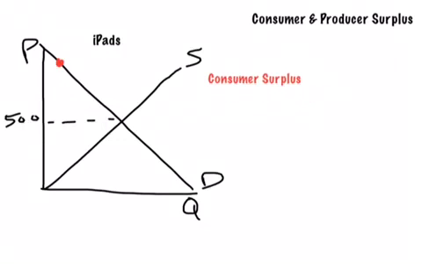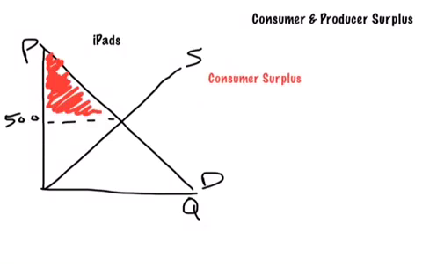So, when we look at consumer surplus, we can represent this graphically as everything under the demand curve above equilibrium price. Again, this is showing the extra value or utility a consumer gets when the good's market price is below what they would be willing to pay for the good.